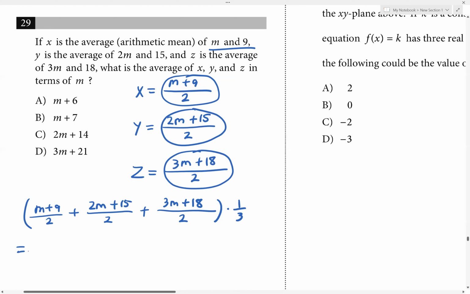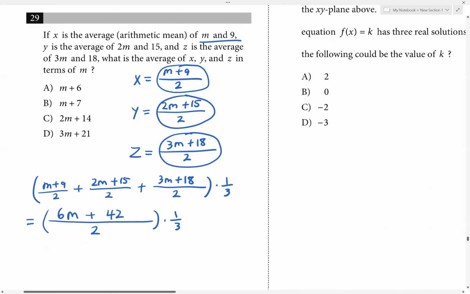Okay, so we're going to add these fractions. The good thing is they're all over 2, so they have the same denominator. When we add fractions, the denominator doesn't change. We'll keep the 2 there, and we're just going to add the top. So we have m plus 2m plus 3m. Combine like terms, that will be 6m plus 9 plus 15 plus 18. We can solve it in the calculator. That's 9 plus 15 plus 18, 42. And that times 1/3.